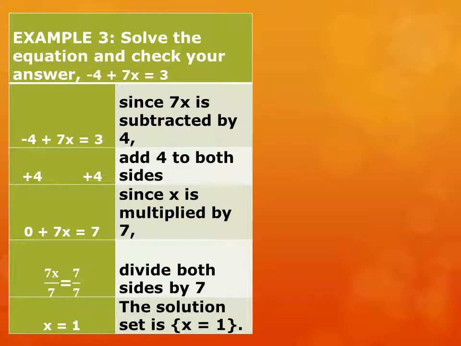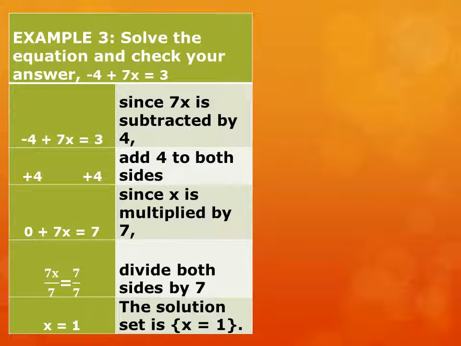Example number 3. Solve the equation and check your answer. If we have negative 4 plus 7x is equal to 3. Since 7x is subtracted by 4, we can add 4 to both sides. So negative 4 plus 7x plus 4 is equal to 3 plus 4. Then we are going to simplify. So negative 4 plus 4, that is 0, plus 7x. So 3 plus 4, that is 7.